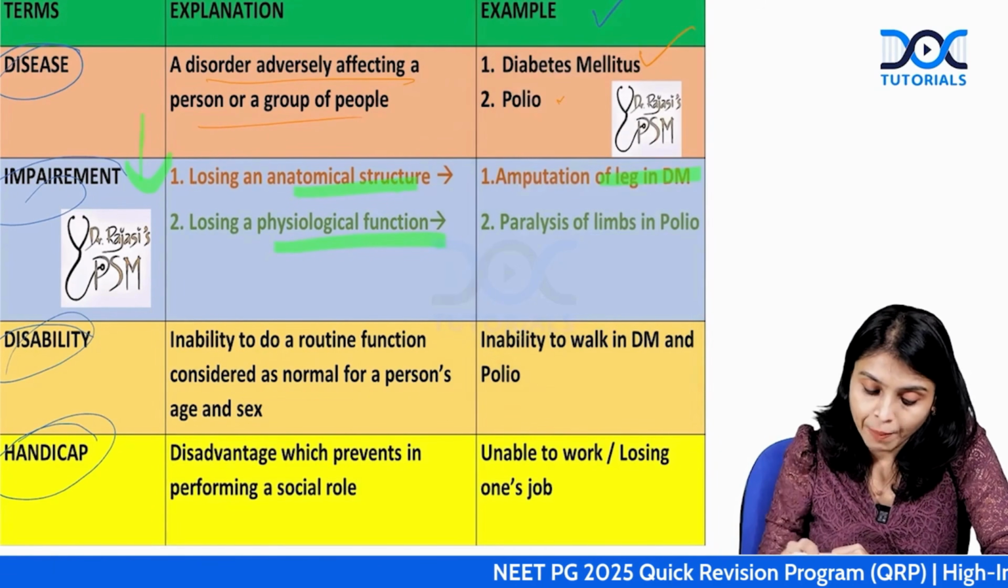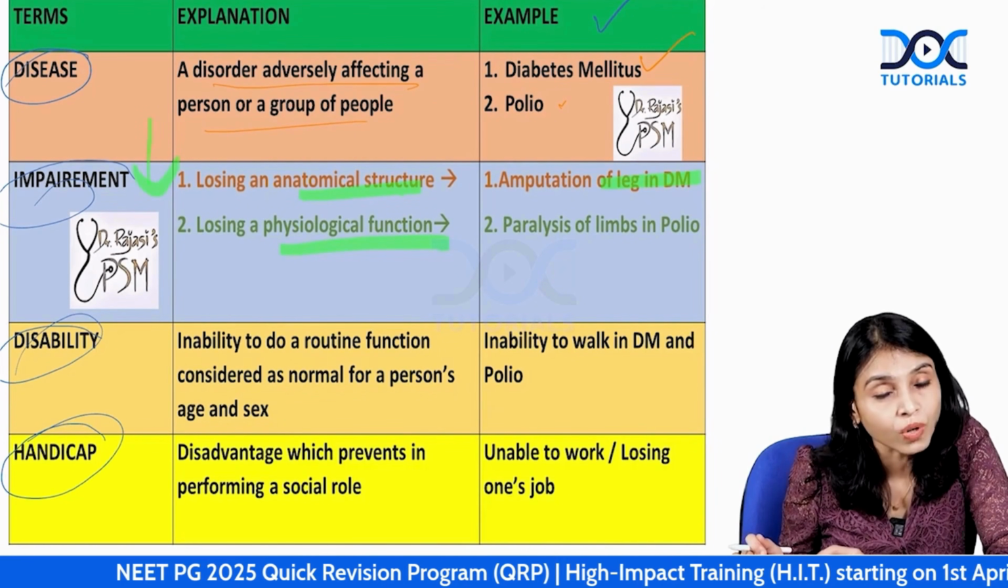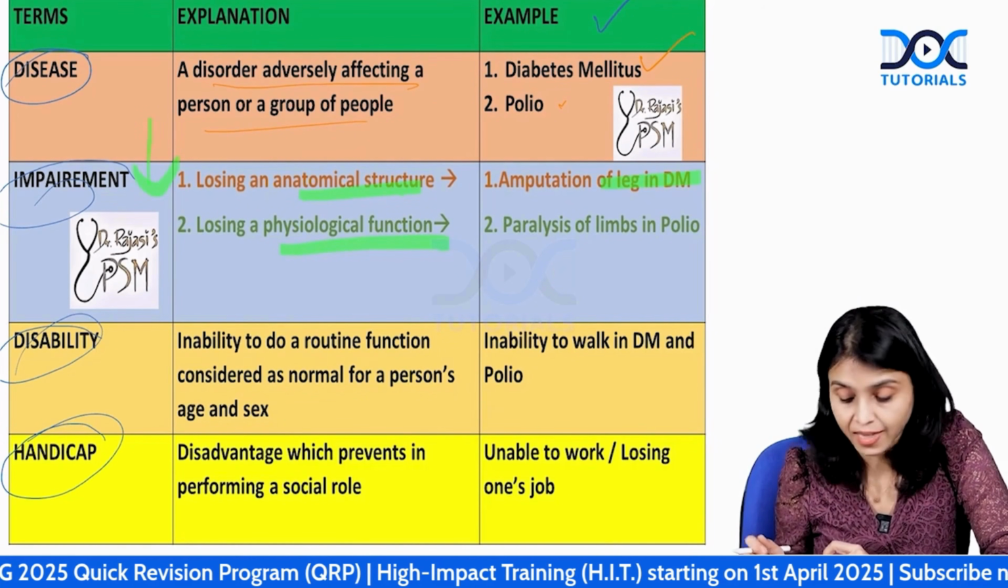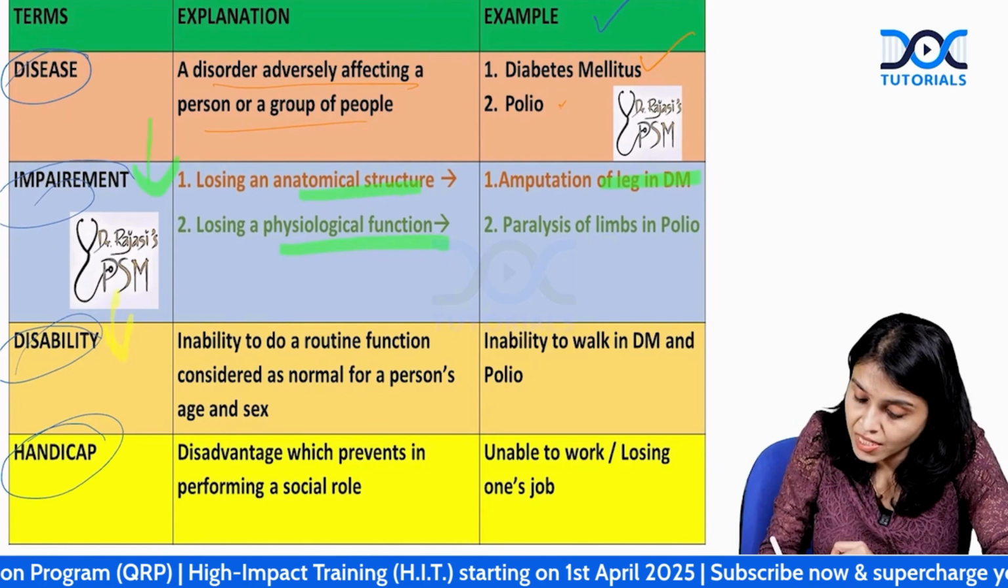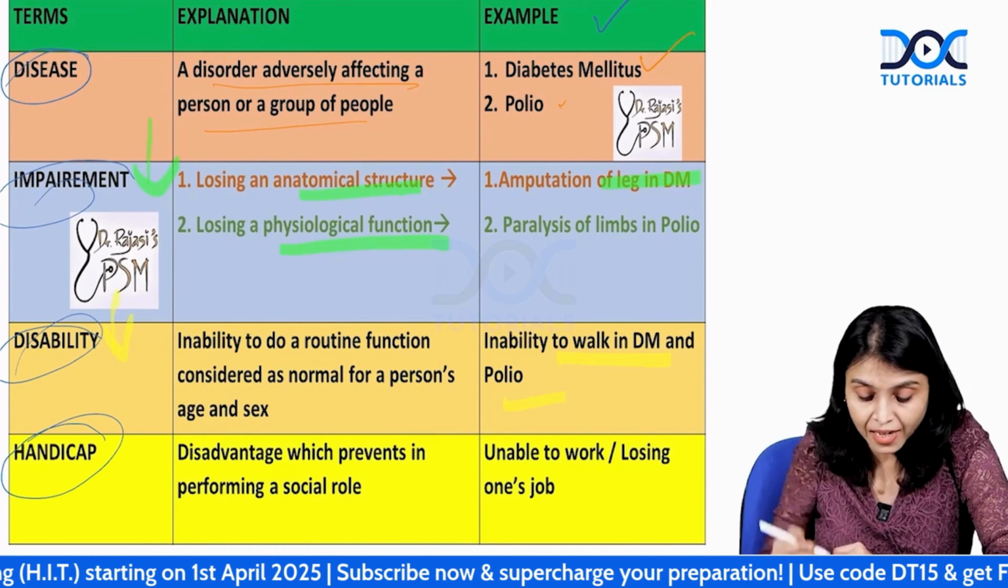Now, impairment can lead to disability. As an immediate case, disability means inability to do a routine function which is normal for a person's age and sex. So, because of which the patient is unable to walk, as in the case of diabetes mellitus and polio. And disability can lead to handicap.